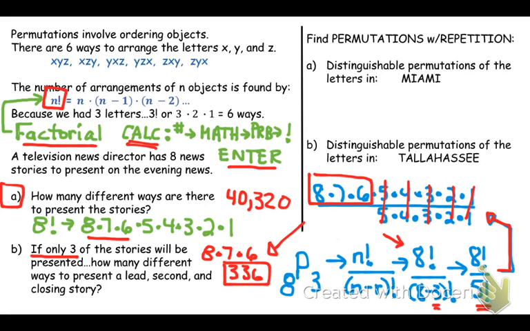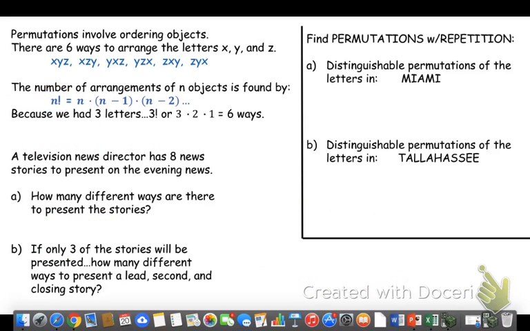Before we continue on to our last example, make sure that you write down how to enter it into your calculator, what factorial is, and also the formula down here at the bottom of the slide. Okay, the last type you might see would be permutations with repetition. So make sure that you include this in your notes. So it might say distinguishable permutations of the letters in Miami.